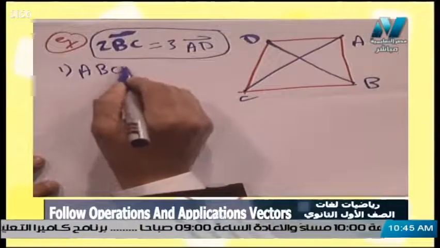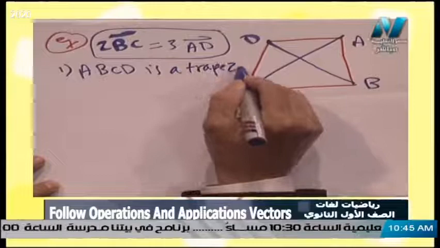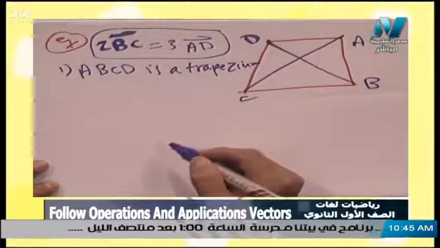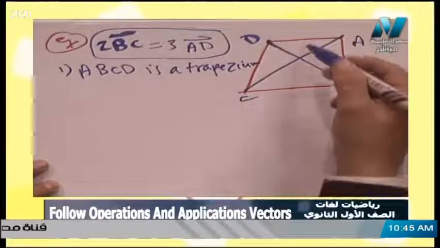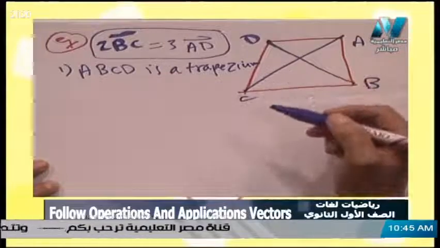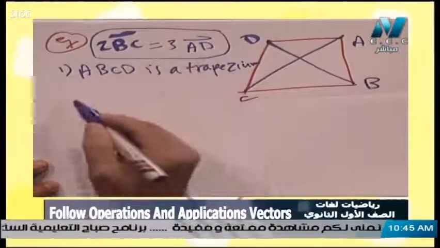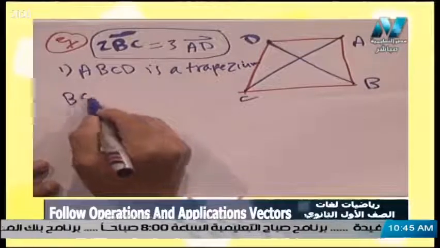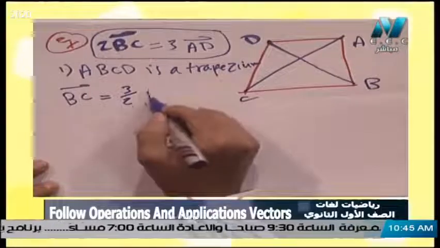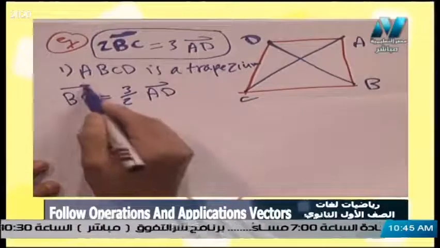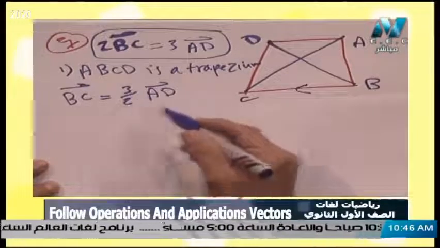A, B, C, D is a trapezium or a trapezoid. To prove that A, B, C, D is trapezium, we have to prove that any two opposite sides are parallel but not equal. We have here twice BC equals 3 AD. We can write it by this method. We can put 3 over 2 AD. So we have here the vector BC, this vector, equals 3 over 2 the vector AD.